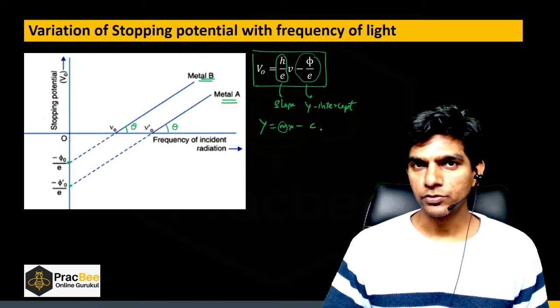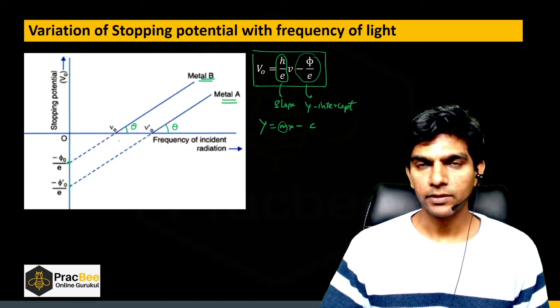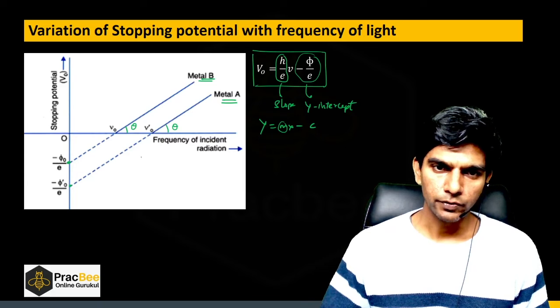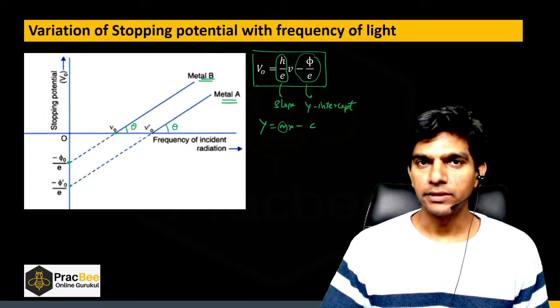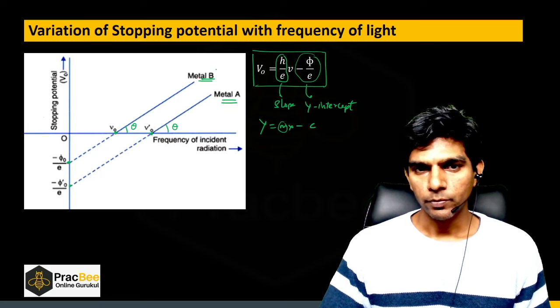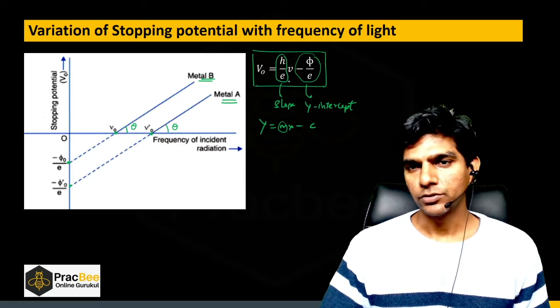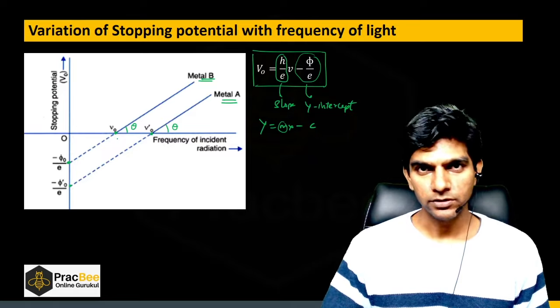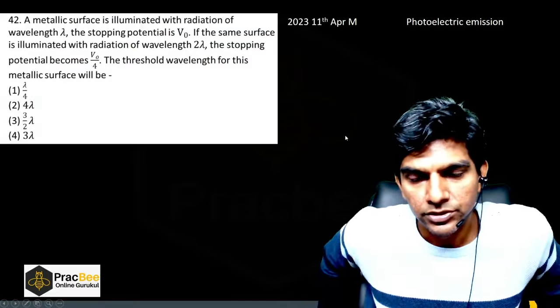I hope this graph is clear to you. Suppose this graph is given to us and we want to find the threshold frequency. It will be given by the x-intercept of this graph. So these are the threshold frequencies. For different metals, the threshold frequency will be different, because the work function is different for different metals. Now let us see some illustration.